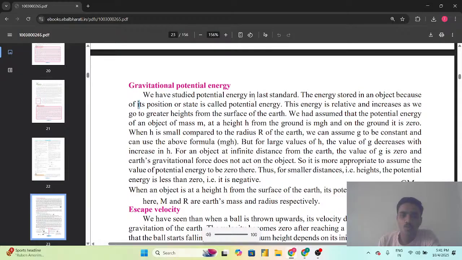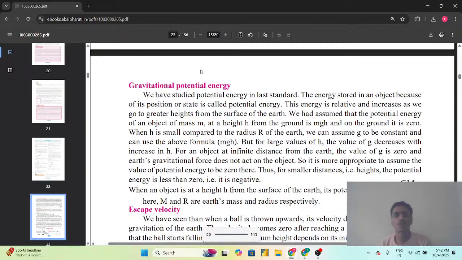We have studied potential energy in the last standard. As we know, firstly, what is energy? That is the energy which an object gets when the object is in motion, or the energy which is stored in the object. So we have two types of energy, that is the potential energy and the kinetic energy. Potential energy is the energy which an object has due to its specific state or position. And kinetic energy is the energy which an object gets when the object is in the state of motion.